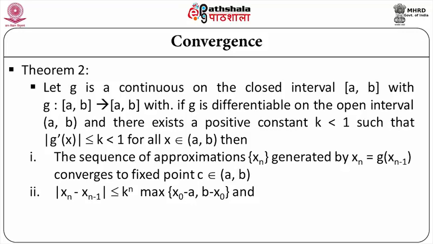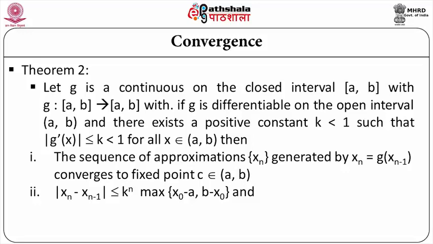This also gives us an idea about the rate of convergence: the absolute value of x n minus the fixed point is less than or equal to k raised to n multiplied by a constant, which is nothing but the maximum of x 0 minus a and b minus x 0. x 0, we know, is the initial guess, and a and b is the interval over which we are considering. So, this also gives us the idea that the smaller the k, the better the convergence, because if k is small, k raised to n will be small and so convergence will be faster.